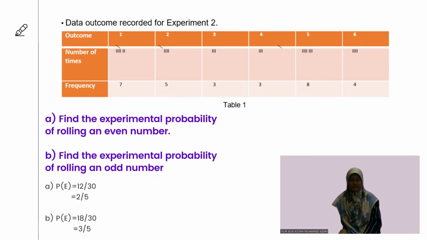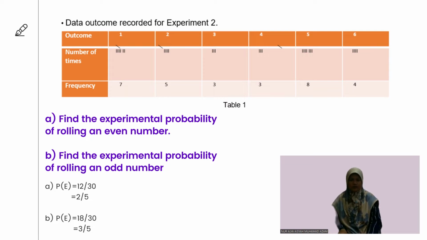Firstly, this is the data that we gain from the experiment. Question A, in order to find the experimental probability of rolling an even number, we are going to take the number of times of rolling an even number, which is 12, over the total number of times the experiment is conducted, which is 30. So we have 12 over 30. We simplify, we get 2 over 5.